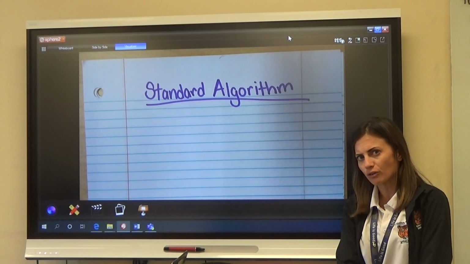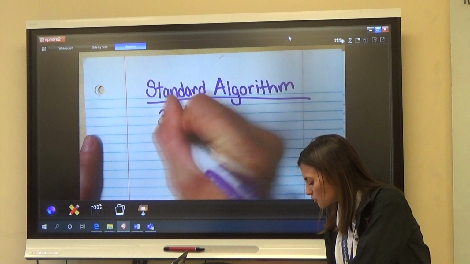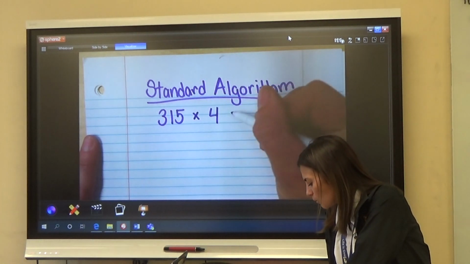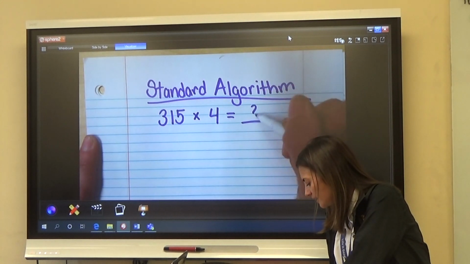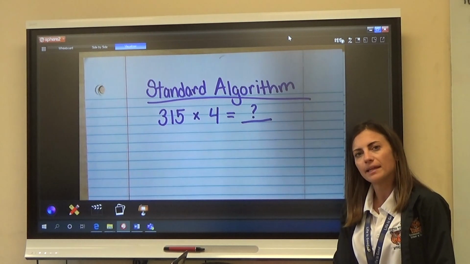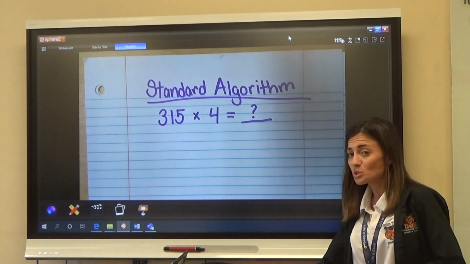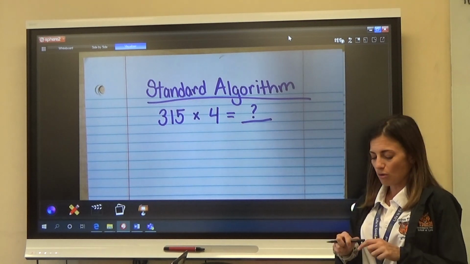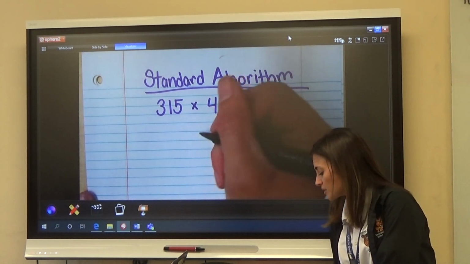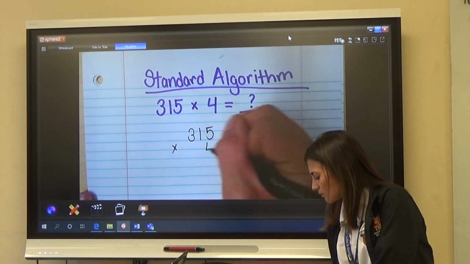So for our standard algorithm, we're going to do a practice problem, and that is going to be 315 times 4. And we're going to figure out what that equals. Now, for the standard algorithm, we're not going to set it up like this, though. We want to make sure we set it up vertically so that we can use all of our steps correctly. So our first thing to do is rewrite our problem in the way we're going to solve it. So that's going to be 315 times 4.